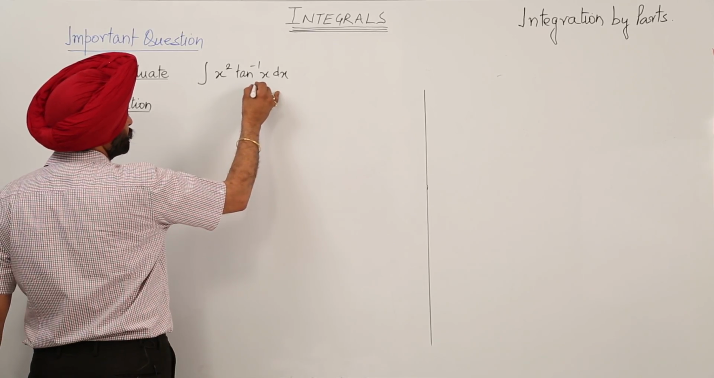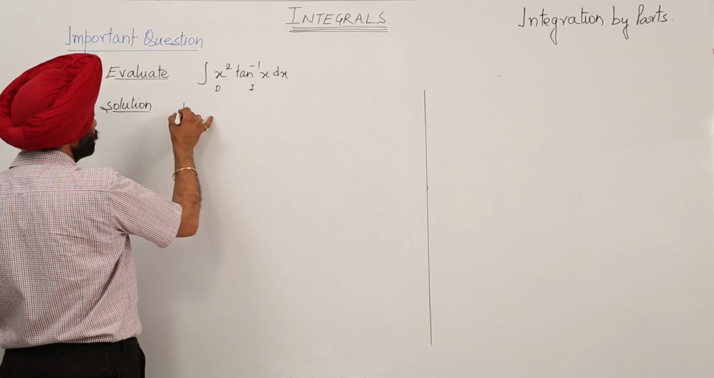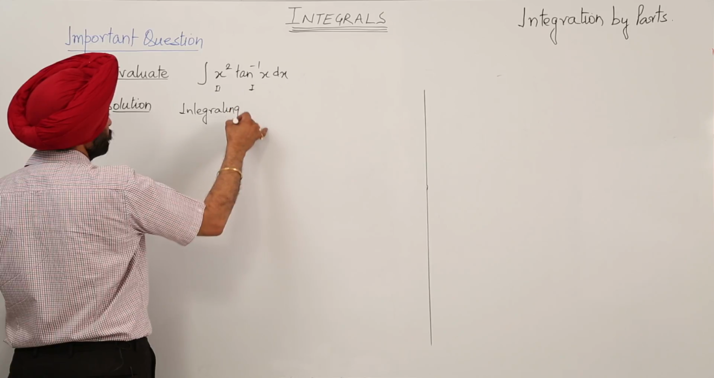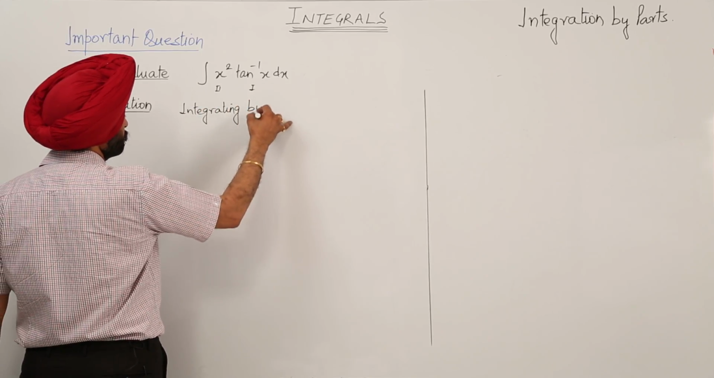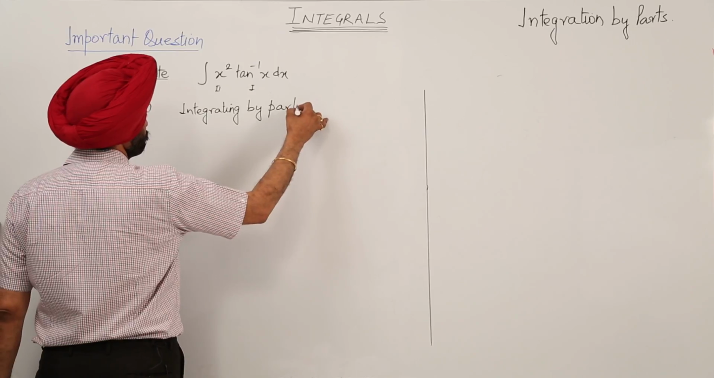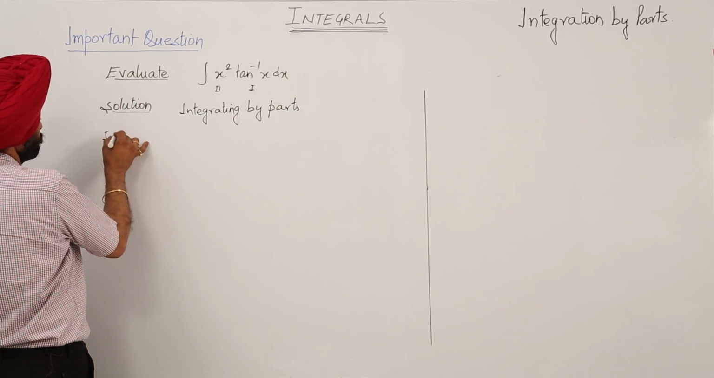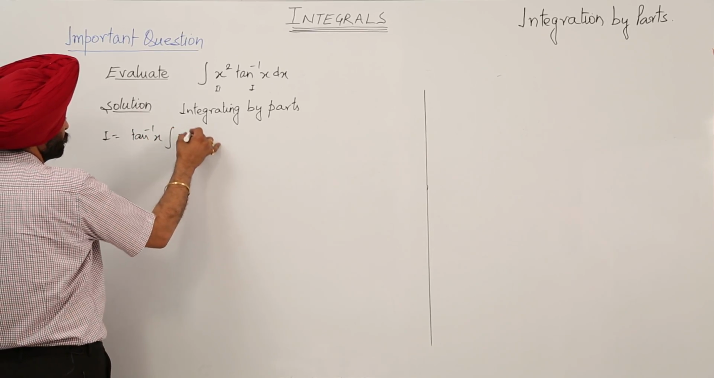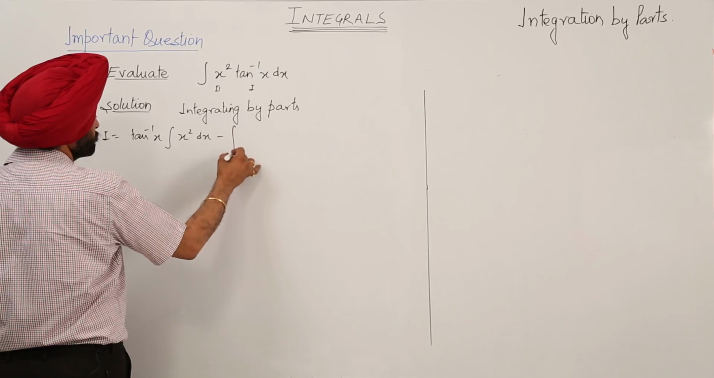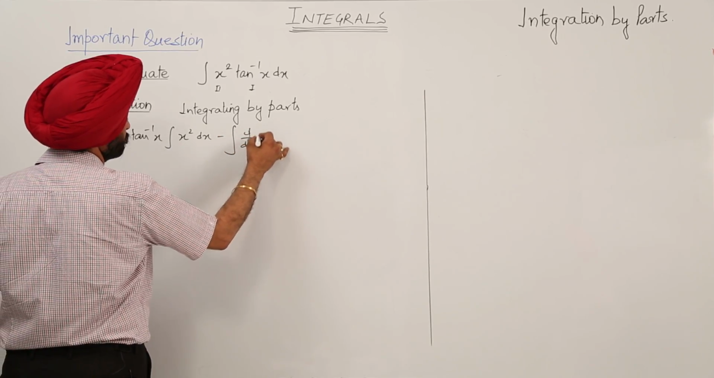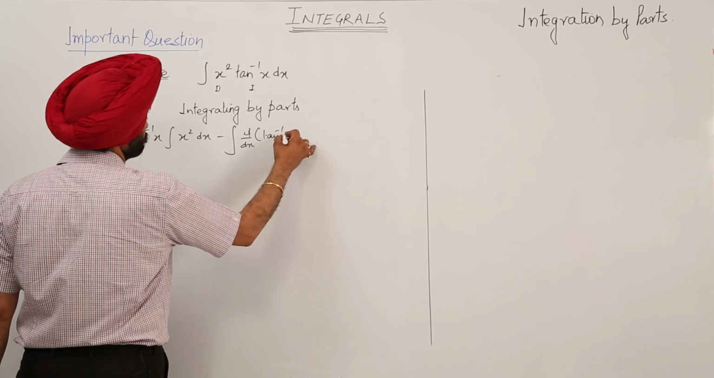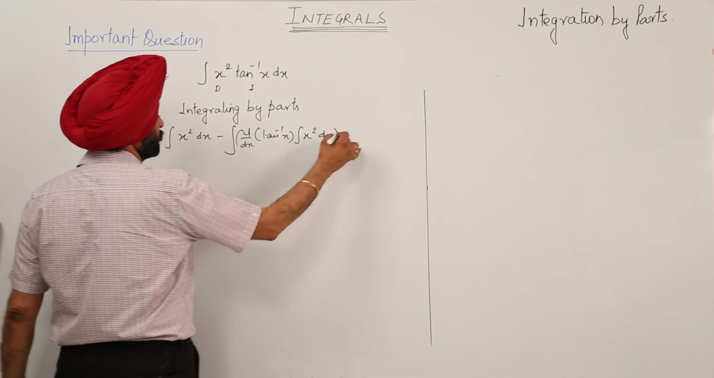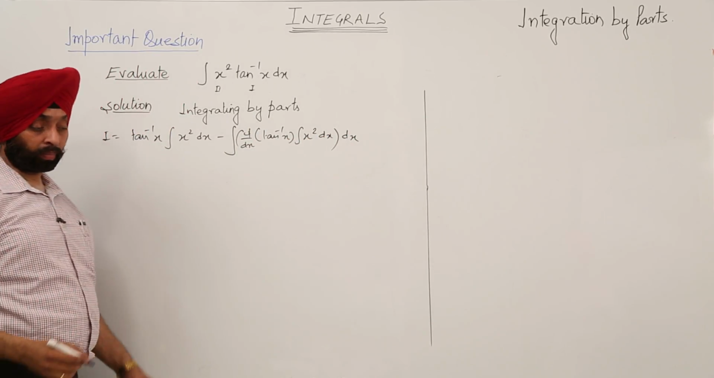Now this is the first function and this is the second function. Okay, integrating by parts. Integrating by parts. Now using the formula, first function as it is, tan inverse x, integration of x square dx, minus integration of derivative of the first, tan inverse x, integration of second dx and dx. Is it clear?